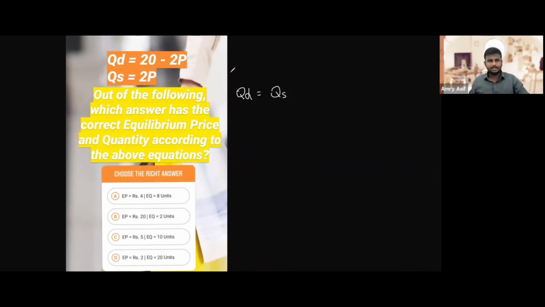And the demand equation is given in the question, 20 minus 2p. And that should be equal to the supply equation, which is 2p, right? So the first step is finding the equilibrium price, because in this equation, the only unknown variable is the price. So when we find the value of the price, solving this equation, making price the subject, the value that we get for price has to be the equilibrium price, because QD equals QS, that's what we have put, right? So the first step, like I said, is finding the price.